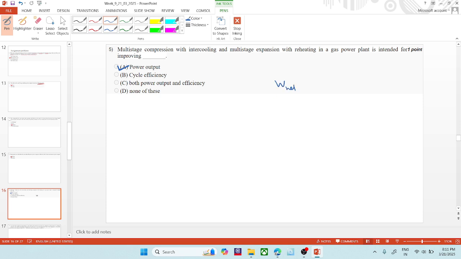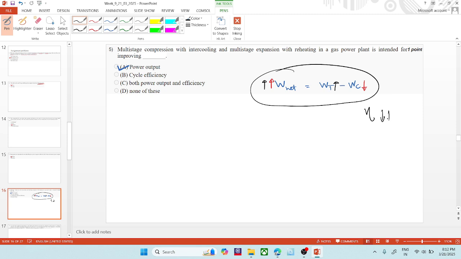So as we can say, W net is the difference of turbine work minus compressor work. In the intercooling, the compressor work decreases, so the W net increases, and in the reheating, the turbine work increases. That is why the W net increases. So in multi-stage compression and expansion, the W net, the output power, is increased, but not the efficiency. Efficiency will get decreased.